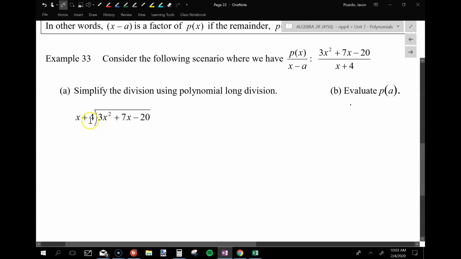If I did long division on this, what am I going to do first? The first 2 numbers. Can I divide those 2 things? What do I get? 3x. Where does it go?